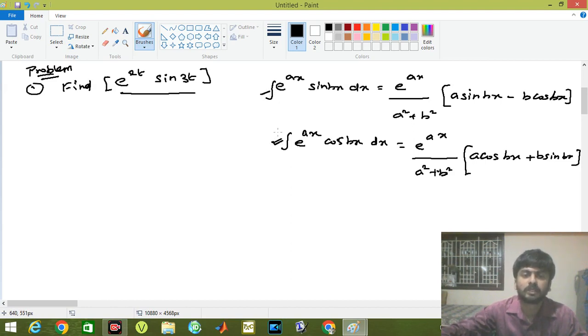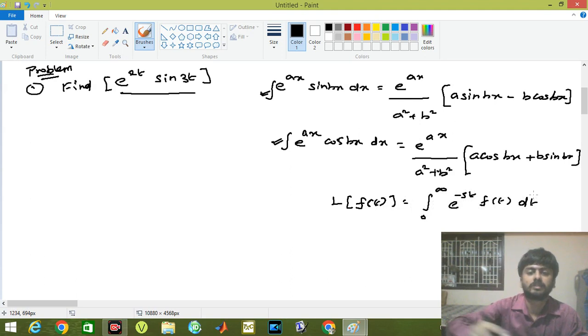Here why are we using the integration symbol? Because we know that L of f of t equals the integral from 0 to infinity of e power minus st f of t dt. So by this we will definitely have integration.